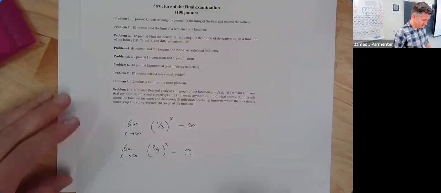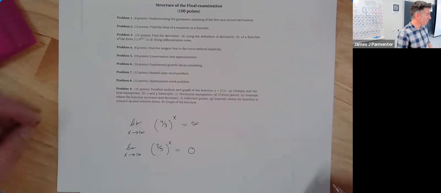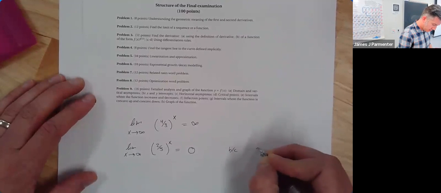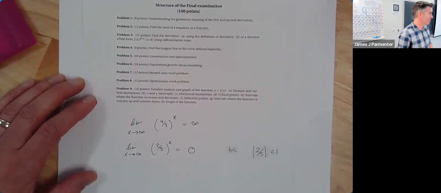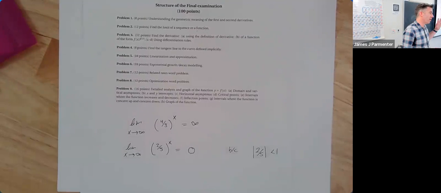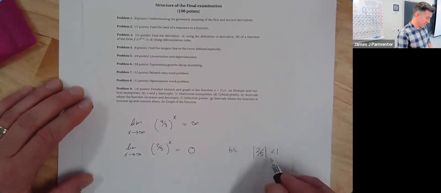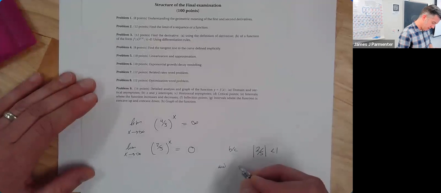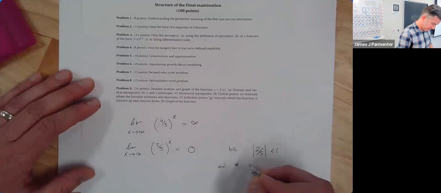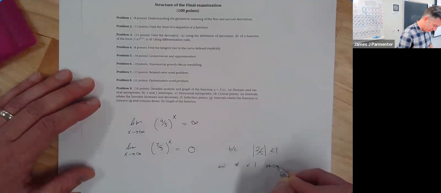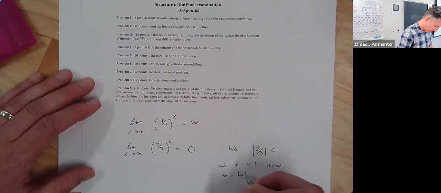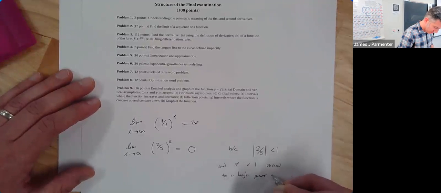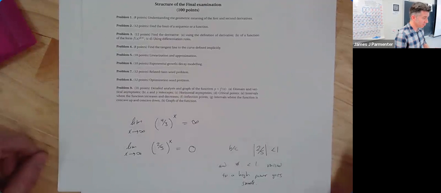I suppose if you wanted to, you could write words. You could say because 2/5. I would actually write the absolute value is less than 1, because technically if it's negative, it could still blow up. Because the absolute value of 2/5 is less than 1, and a number less than 1 raised to a higher power gets small. You could write words like that. I just don't know what she actually expects you to say about something like this, other than just saying it's 0.